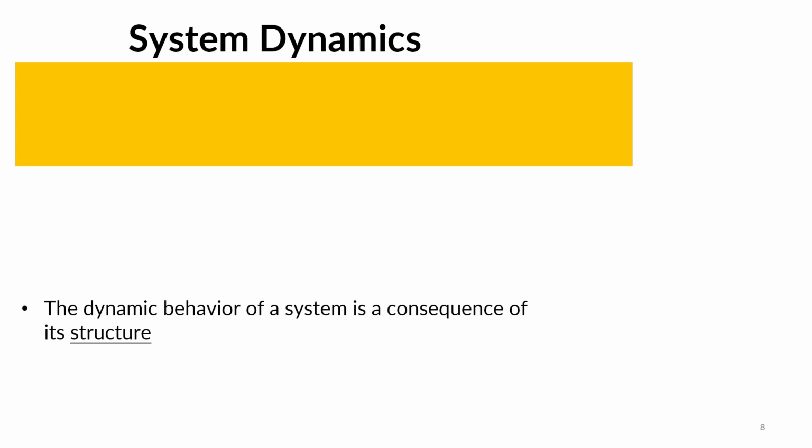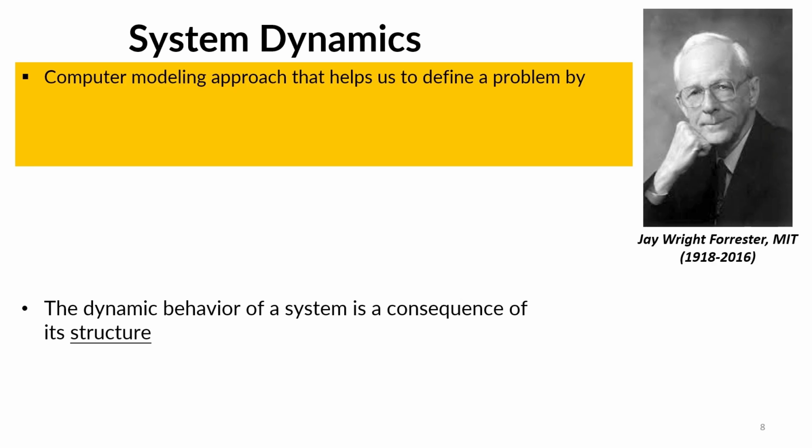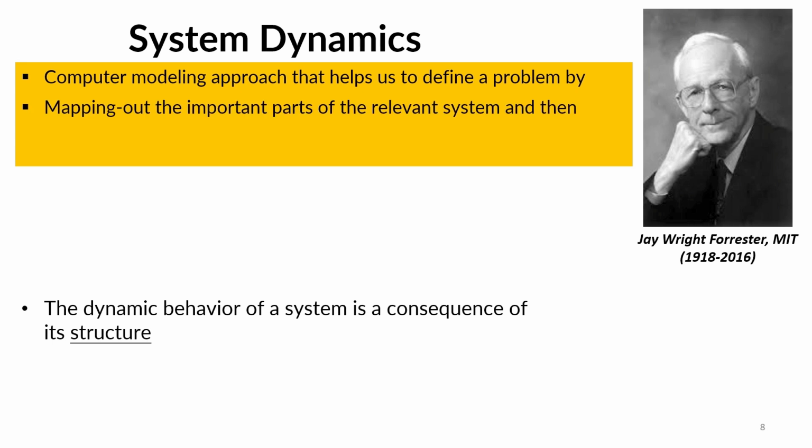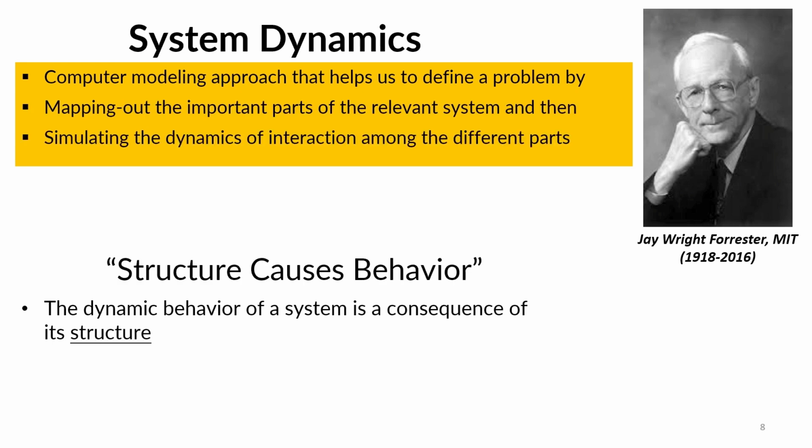So with respect to this, system dynamics was developed by J. Wright Forrester at MIT, and it gives us a computer modeling approach that helps us to define a problem by mapping out the important parts of the relevant system and then simulating the dynamics of interaction among the different parts. And you see the sentence that I have in the lower third of the screen. The dynamic behavior of a system is a consequence of its structure.